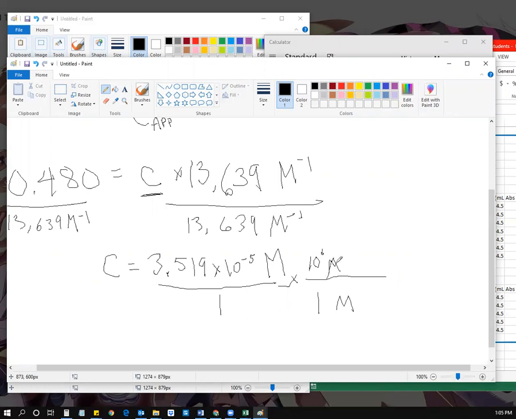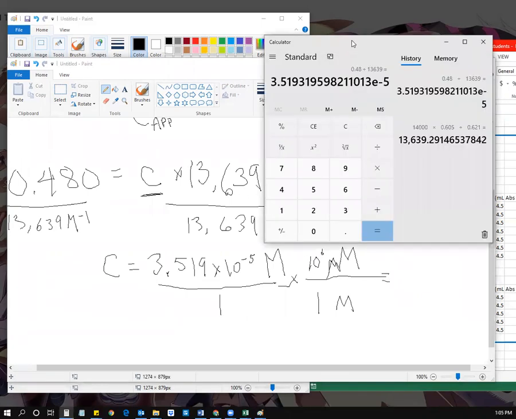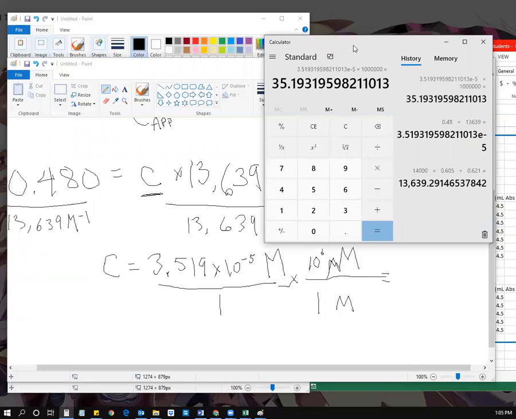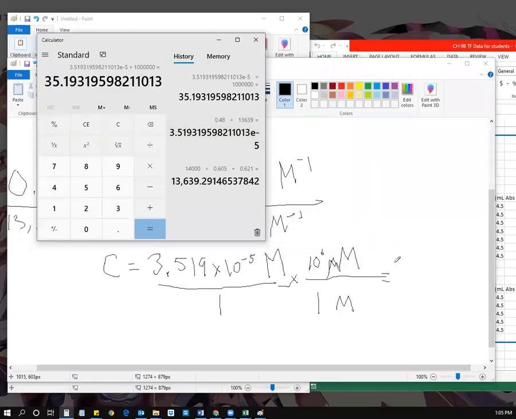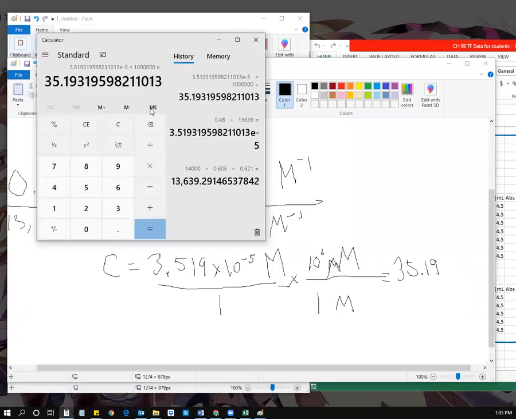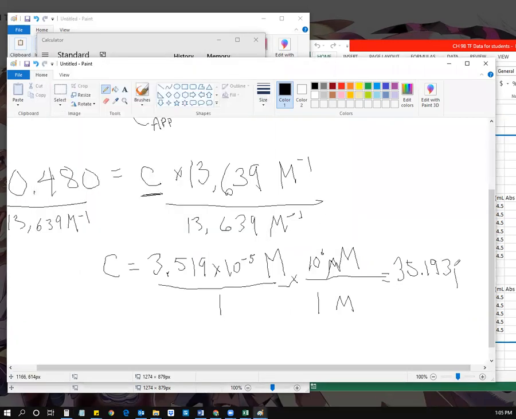Oh, God, these micros are so terrible. And when we resolve this, basically what we're going to do is now take that same value and multiply that by a million. We get now 35.193 micromolar. And that is our answer for the prompt B2 exercise.